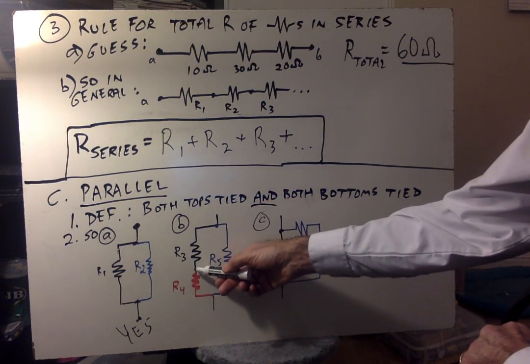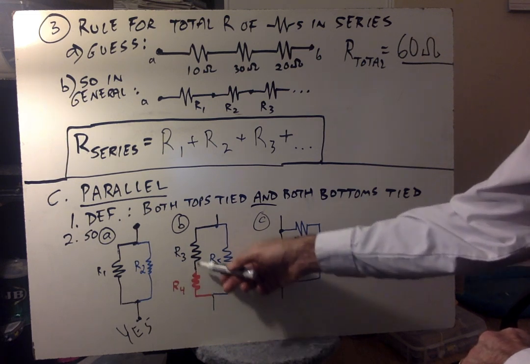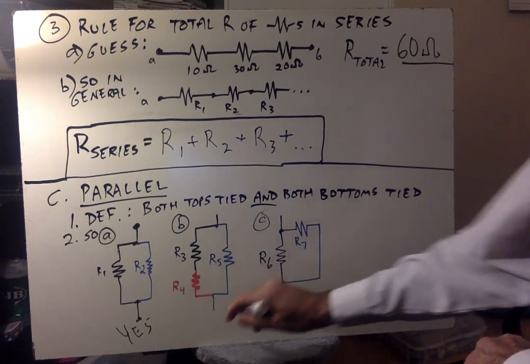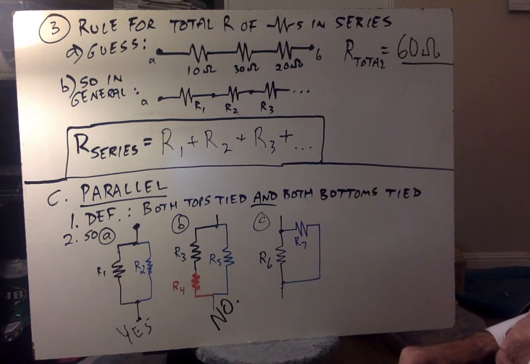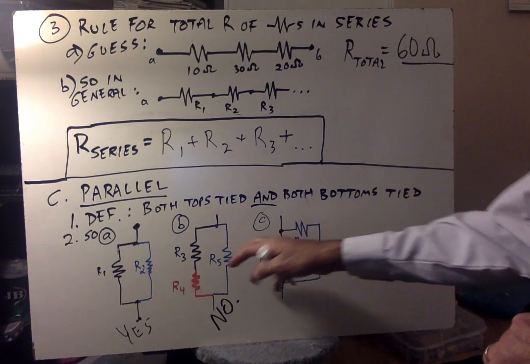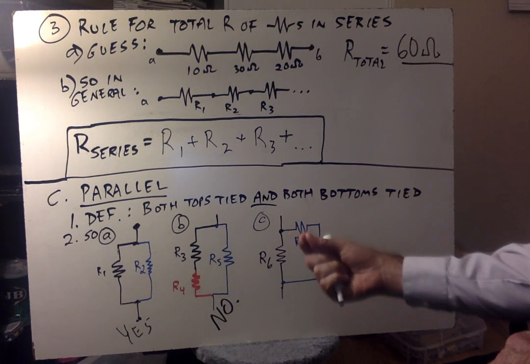Here's the bottom of R3. That's that black line there. It is not tied to the bottom wire of R5. They're not tied together. There's the red resistor in the way here. So no, nothing in this circuit is in parallel. There's no two resistors where both their tops are tied together and their bottoms are tied to each other.